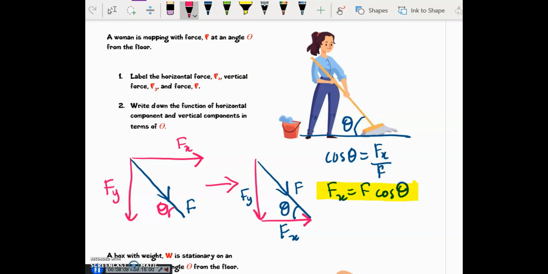Next, similarly, we have to do the same for the vertical component. Sin theta equals opposite of theta, the component opposite to theta, which is Fy, over F. Make Fy the subject and you will get F sin theta. So this is your function of the vertical component.